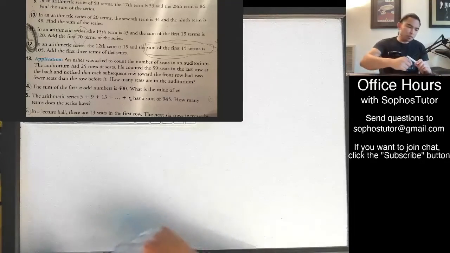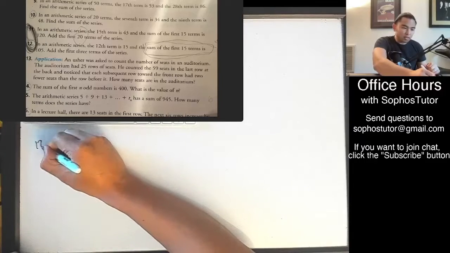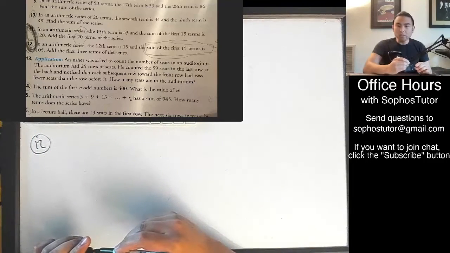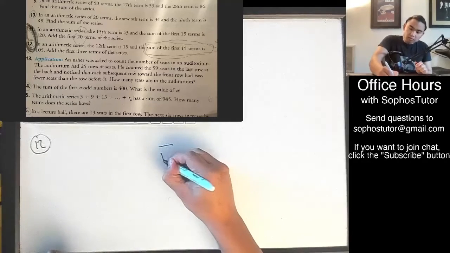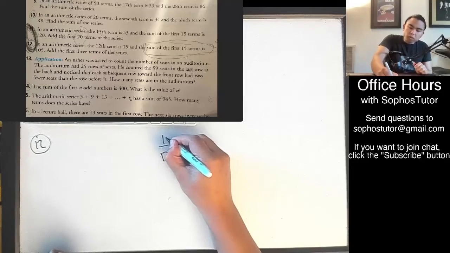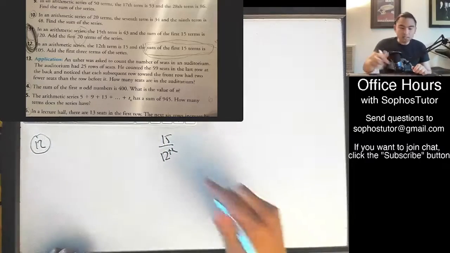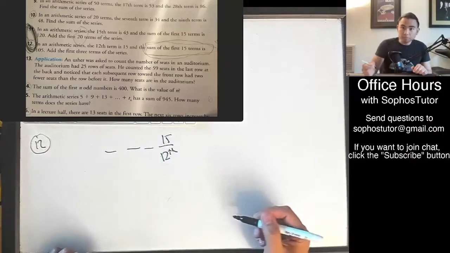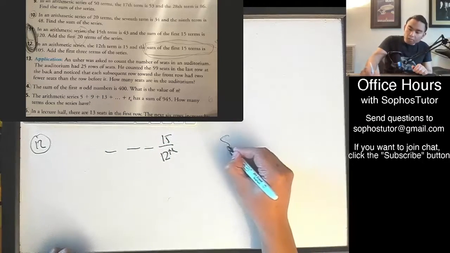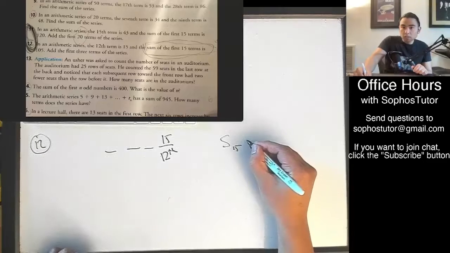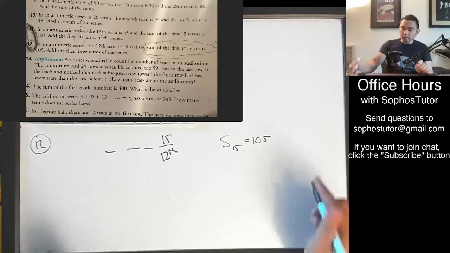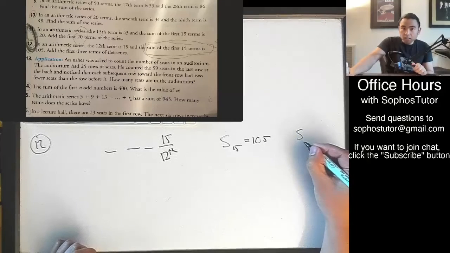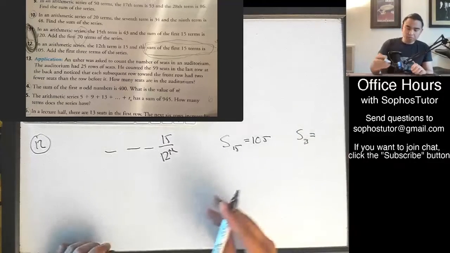So this question, we're actually dealing with number 12, and this involves arithmetic series. So let's read the question. In an arithmetic series, the 12th term is 15. So let's go ahead and write the 12th term. We're going to write 15 on the side here. We know we have a bunch of other terms before that, and we know that the sum of the first 15 terms is equal to 105. And now we're looking for the sum of the first 3 terms.